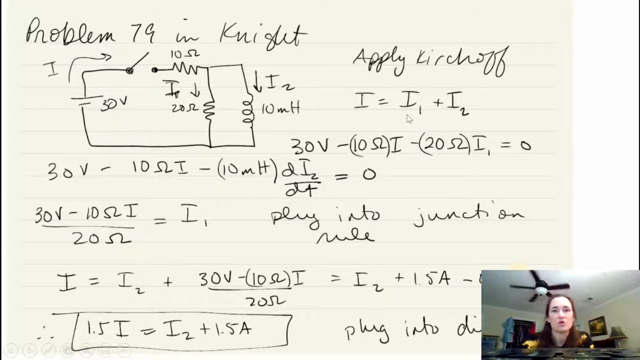So I need the same number of equations as unknowns. I've got one equation already from my junction rule, so I need two loop rule equations in order to have the same number of equations as unknowns.